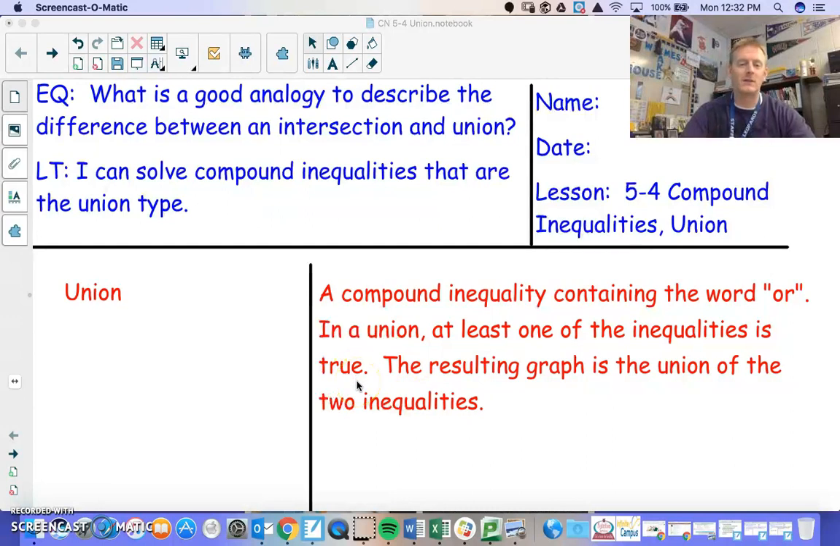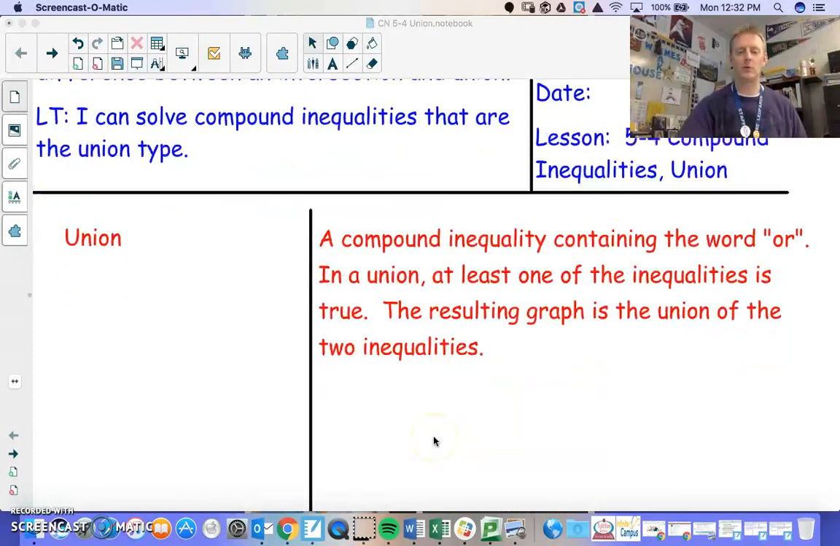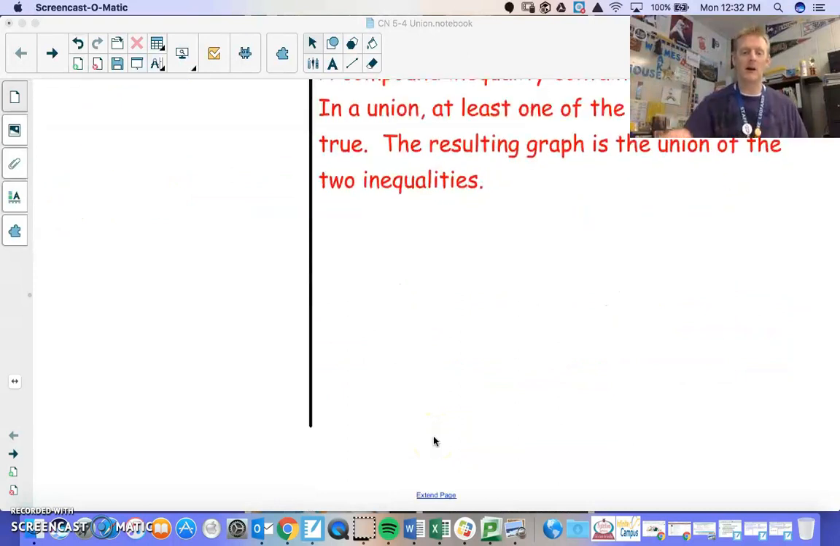So previously in the part 1 video, we talked about intersections, which is where things are going to overlap. And so those are and problems. These are called unions. These are either ors. So one of the inequalities will be true to make this a true statement. All right, so let's move along.